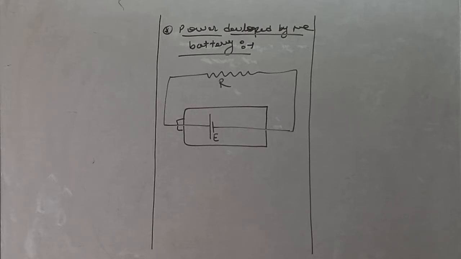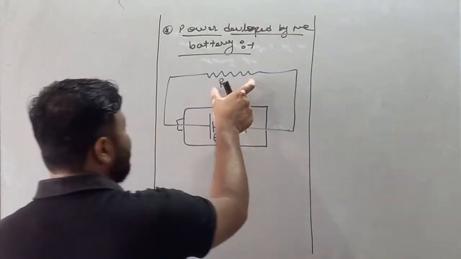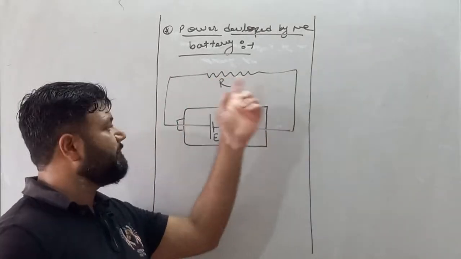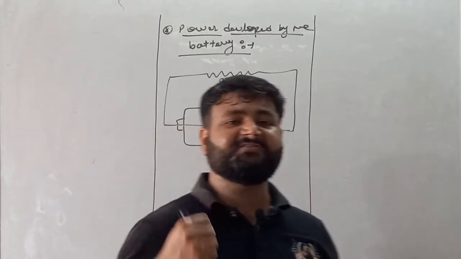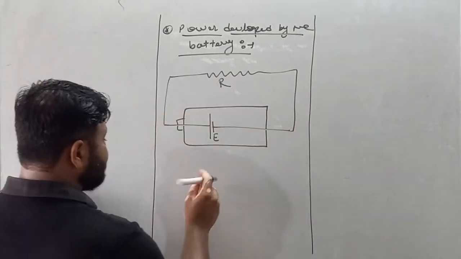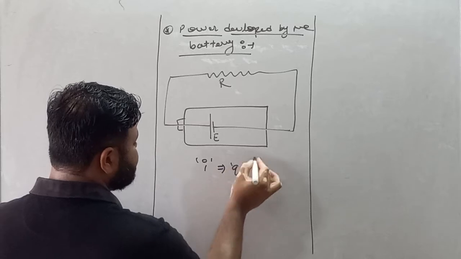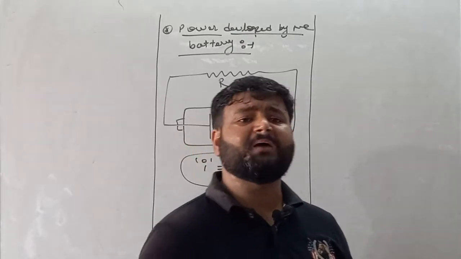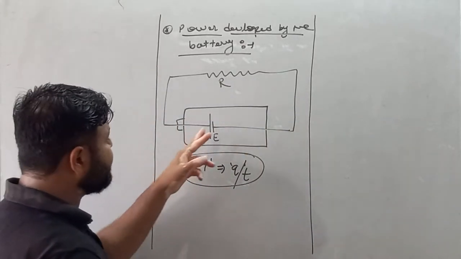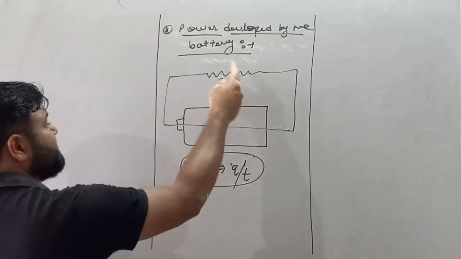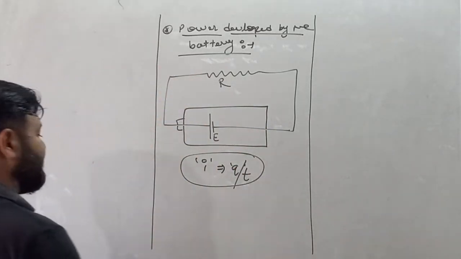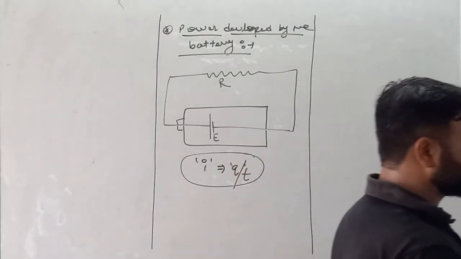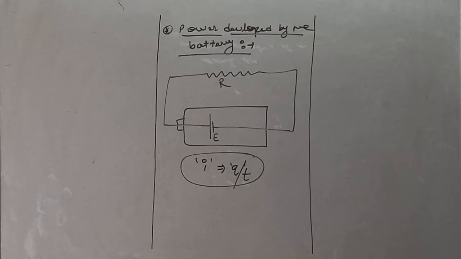Now see, as we all know, if we have a resistor which is connected across a battery, then the resistor can draw current from the battery. Instead of current we can use charge as well, because we know that the rate of flow of charge with respect to time is nothing but current. So let's suppose the resistor can draw Q charge from this battery.